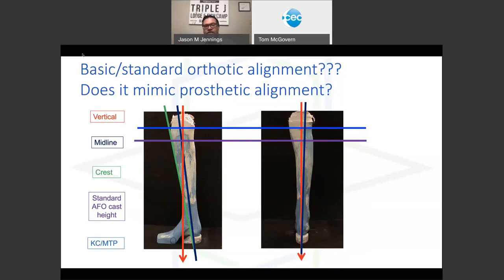Additionally, if you look at the vertical line on the right slide, it's different than the midline dark blue. So if the dark blue was set vertical because we missed the knee joint center or the MTP proximally in our cast, you could see that you would set the patient's knee in a valgus position by placing the midline vertical.